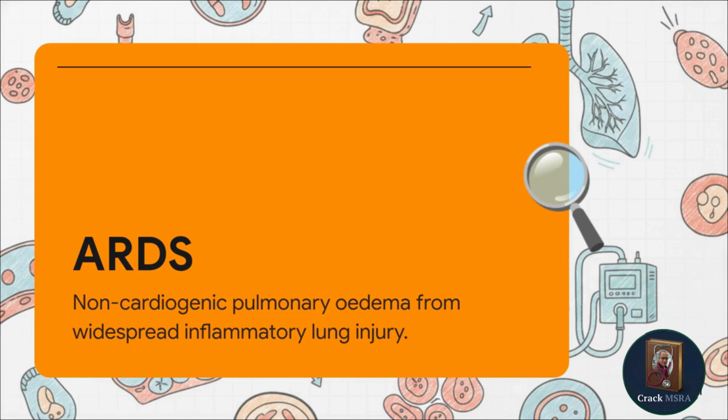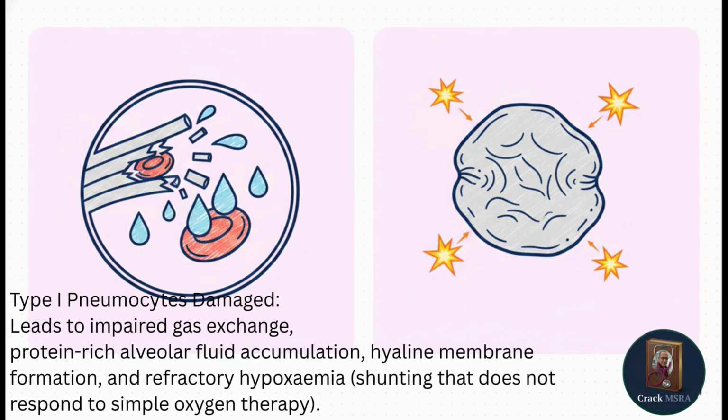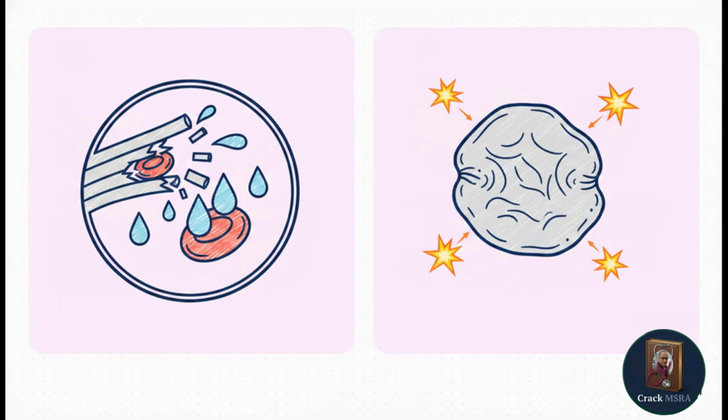Basically, a direct or indirect trigger sets off a massive inflammatory cascade, right? And that trashes the fragile barrier between the alveoli and the capillaries, flooding the lungs with protein-rich fluid. It's essentially a dual cellular hit, which is what makes ARDS so deadly. First, you have type 1 pneumocyte damage. These are the super thin cells responsible for gas exchange. When they get destroyed, protein-rich fluid pours in, hyaline membranes form, and you end up with refractory hypoxaemia, meaning the patient remains starved of oxygen no matter how much you crank up the flow.